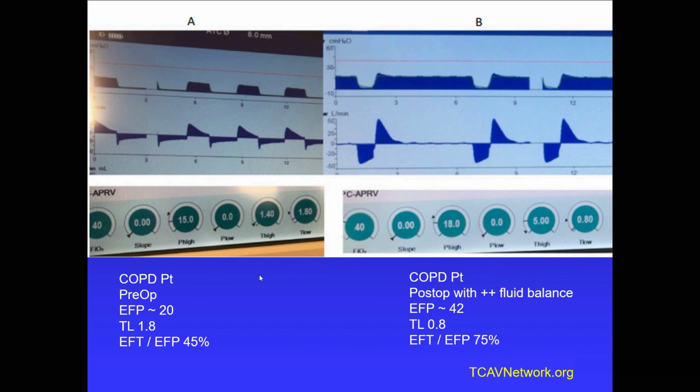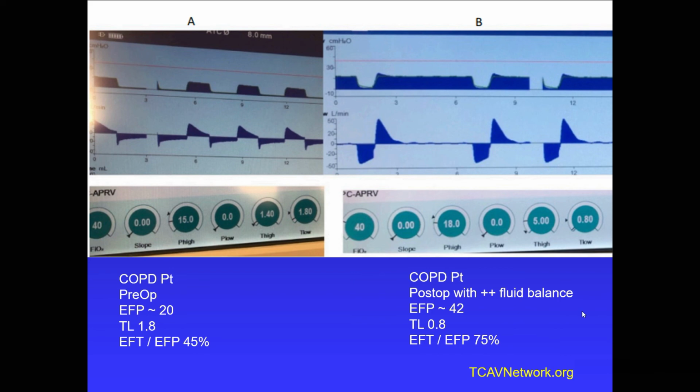So again, the importance of being adaptive. One size doesn't fit all, even for the same patient. As their lung compliance changes, the parameters which will be needed to optimally ventilate them will change, particularly in regards to T low.